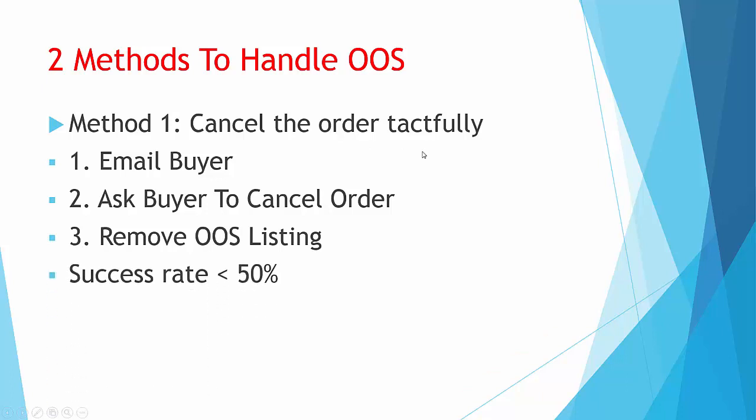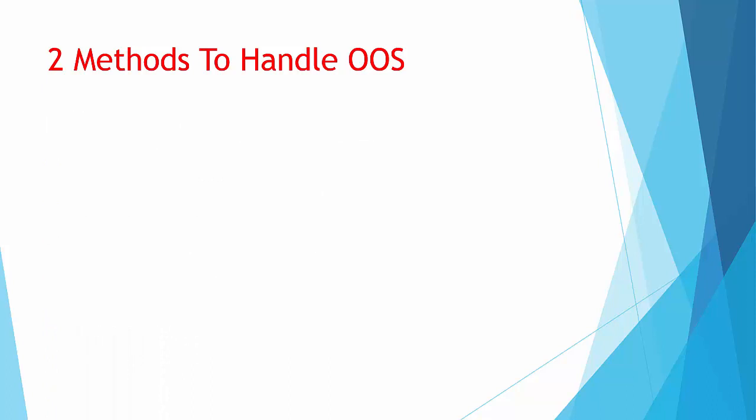As you know, the success rate will be less than 50% due to the fact that most buyers will be unhappy, especially if they had a good buy. So in order to make the buyer happy, you will go to method number 2. Of course, method 1 will result in the loss of sales. Let's take a look at method number 2, when you offer similar products.